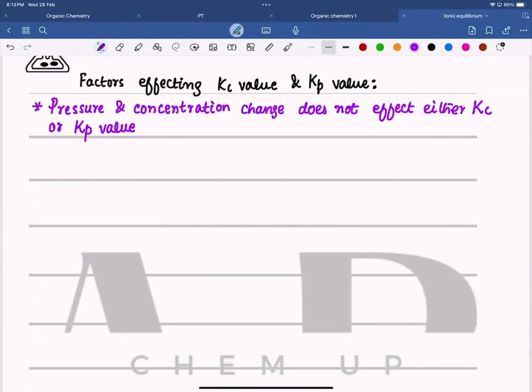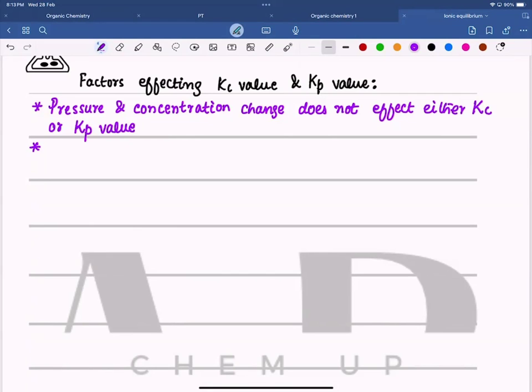So if we change the pressure or the concentration, pressure does not affect Kc, and concentration as well. These two things do not affect Kc or Kp value if we increase or decrease them. Basically, Kc or Kp are temperature-specific constants. It means that at a specific temperature, their values remain the same, but when the temperature changes, the Kc and Kp value changes.